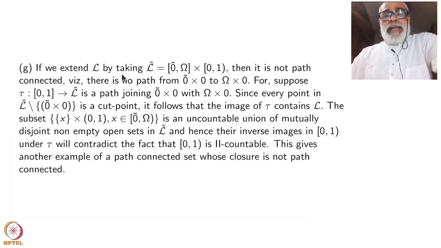If we extend L by one more line, you see, on omega we don't have a line. You put one more line here. Then it is not path connected.